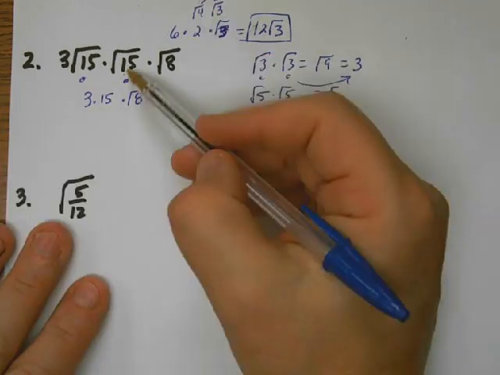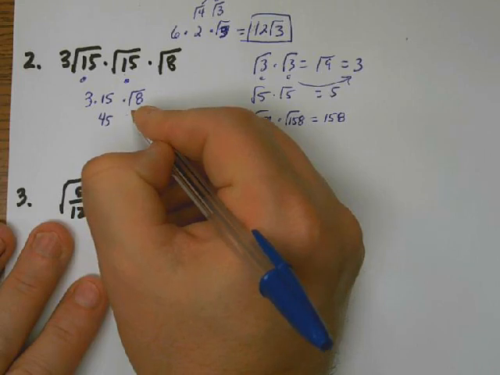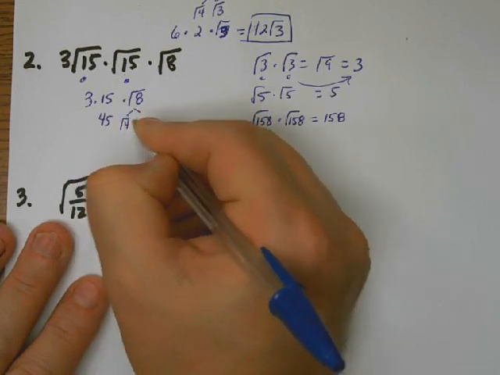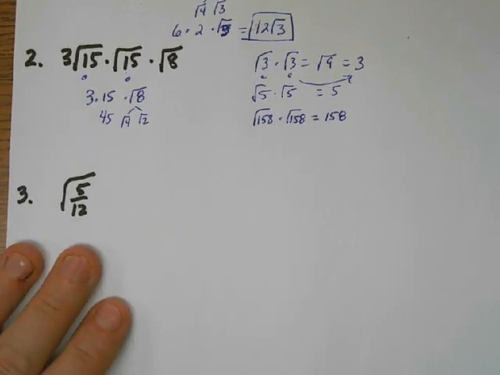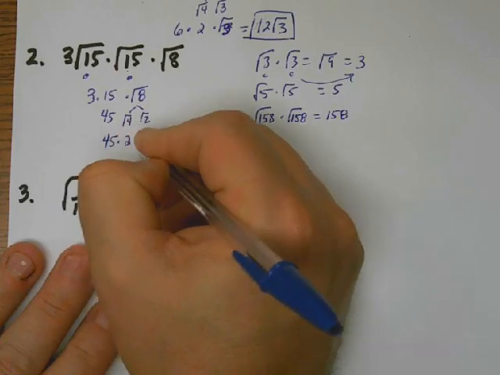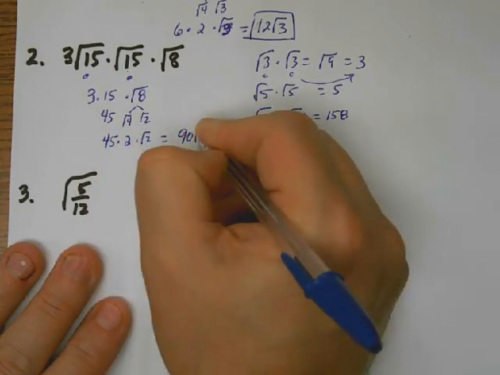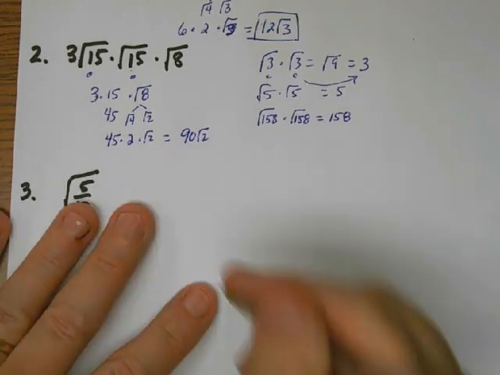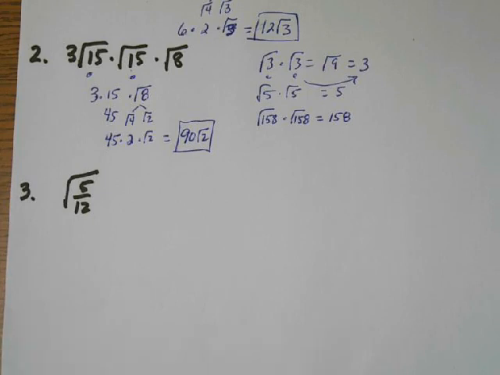Now, 3 times 15 is 45. The square root of 8 can be factored to the square root of 4 and the square root of 2. The square root of 4 is 2. So 45 times 2 times the square root of 2, and we have 90 square root of 2. By show of hands, who got 90 square root of 2? Anybody? Nobody?